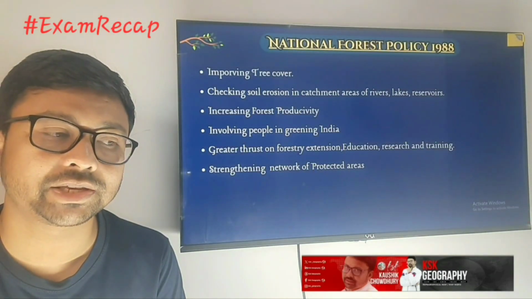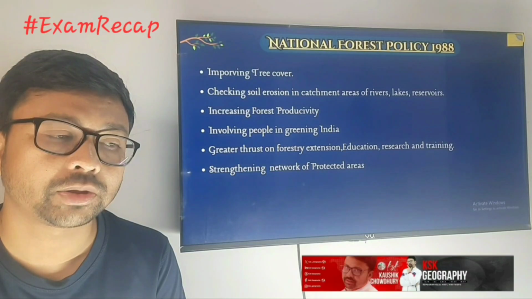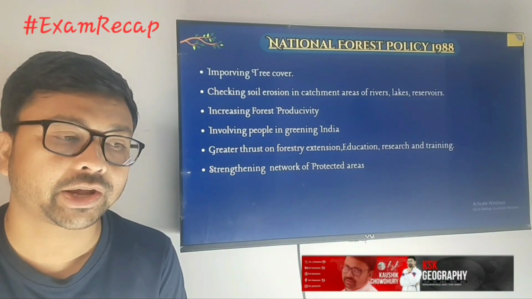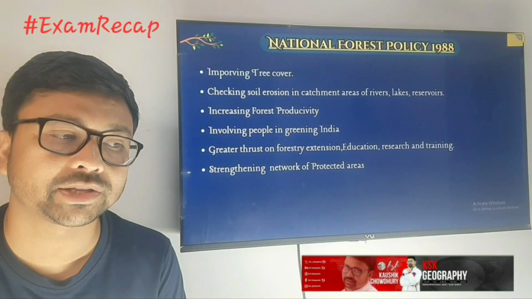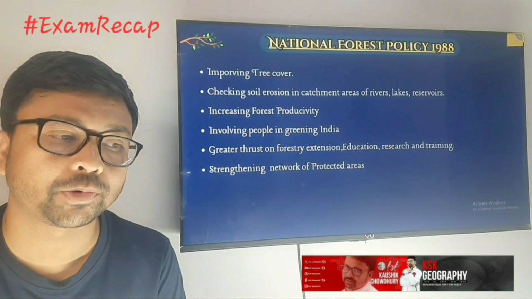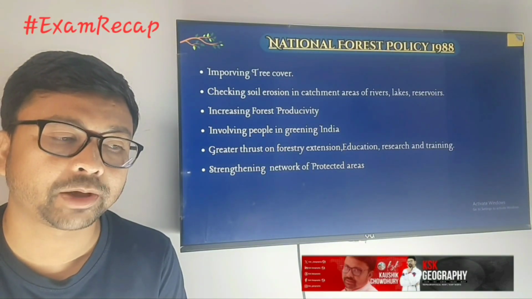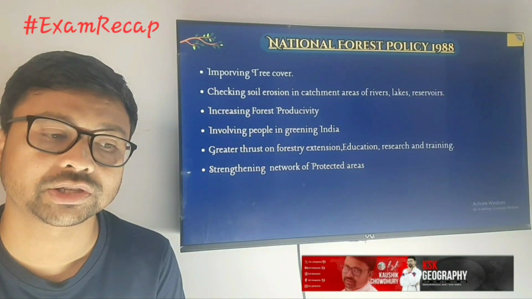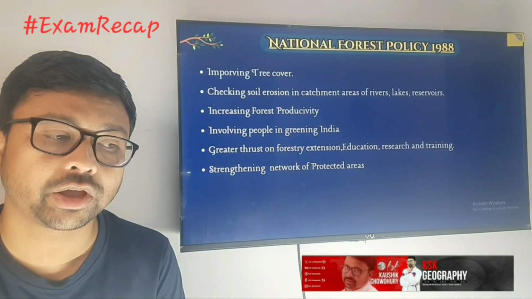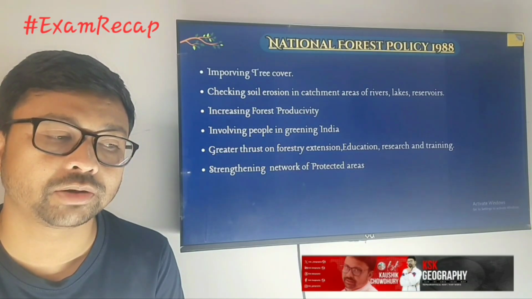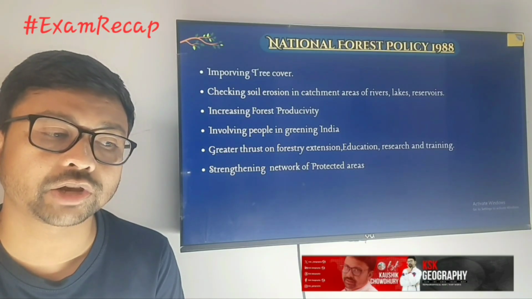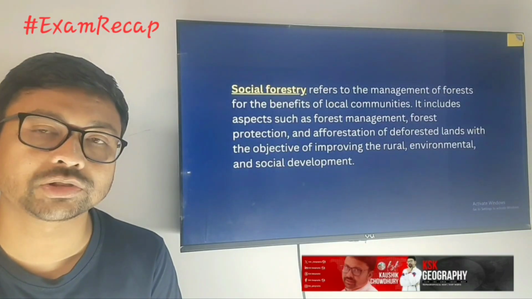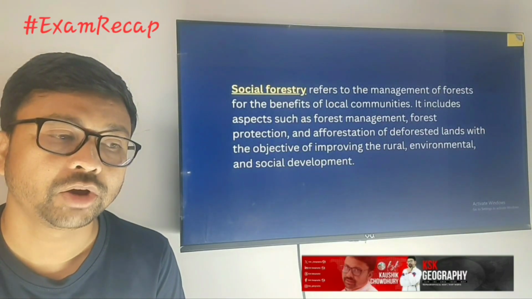Next, the national forest policy 1988 is very important. Here the focus was on improving the tree cover, checking soil erosion and protecting catchment areas of rivers, lakes, and reservoirs, and involving local people for this purpose. There was great thrust on forest extension, education, research, and training. The government decided to invest in strengthening the network of protected forests. That is very important. Here is another concept, social forestry.